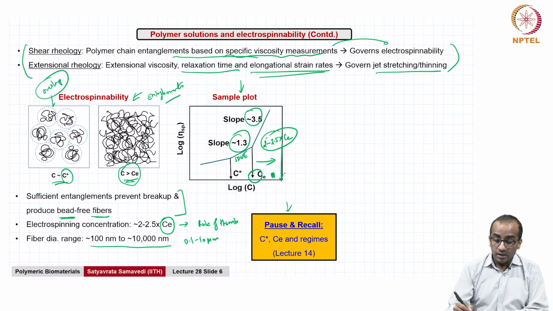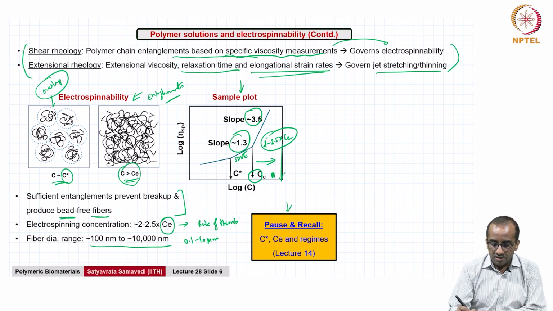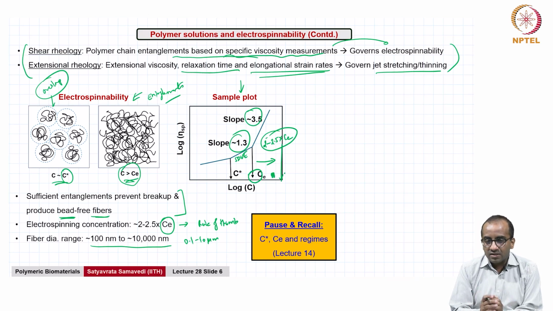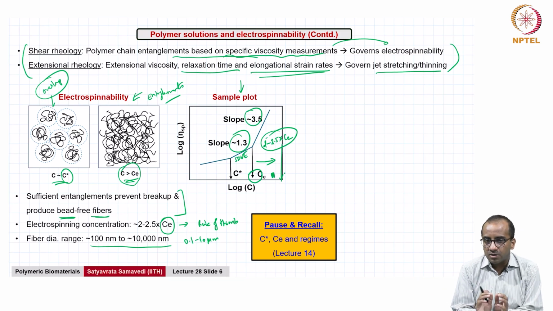Again, I have given you a snapshot of this, but it is important that you recall some of these discussions that we have had about C star, Ce and regimes from lecture 14. Now, one question you can ask is, what happens if you are below that 2 to 2.5 times Ce, and what happens if you are above 2 to 2.5 times Ce? We have already said that if you are at 2 to 2.5 times Ce, you are going to get bead free fibers, right, that do not have defects.